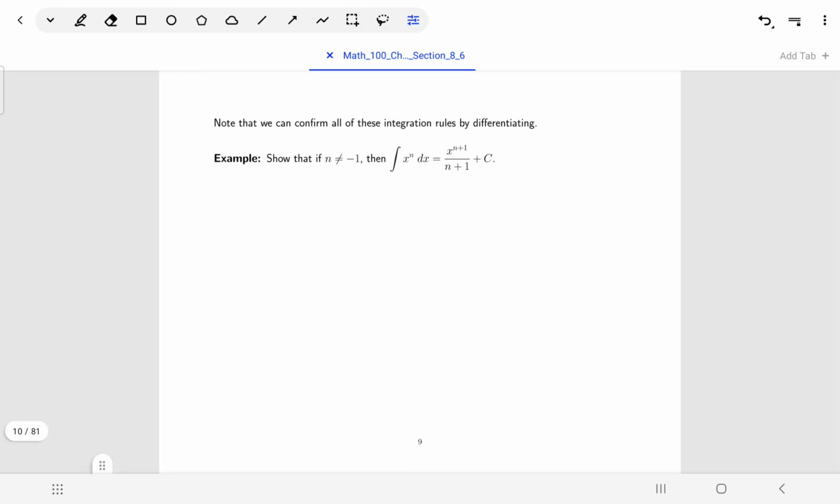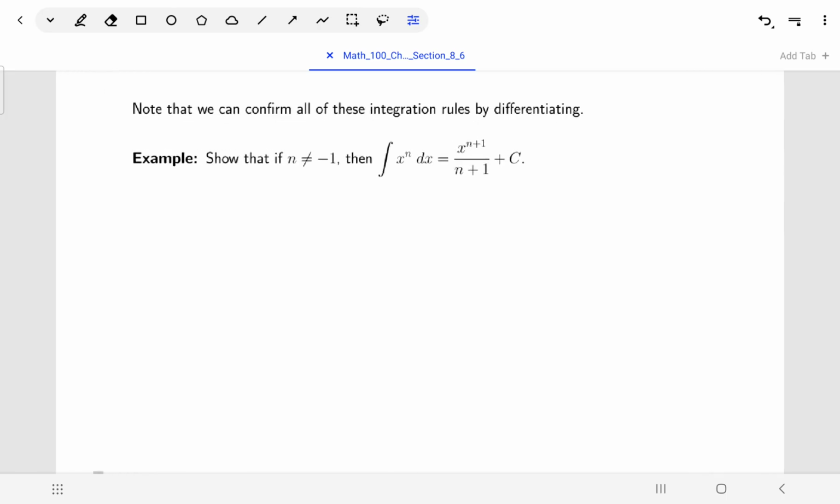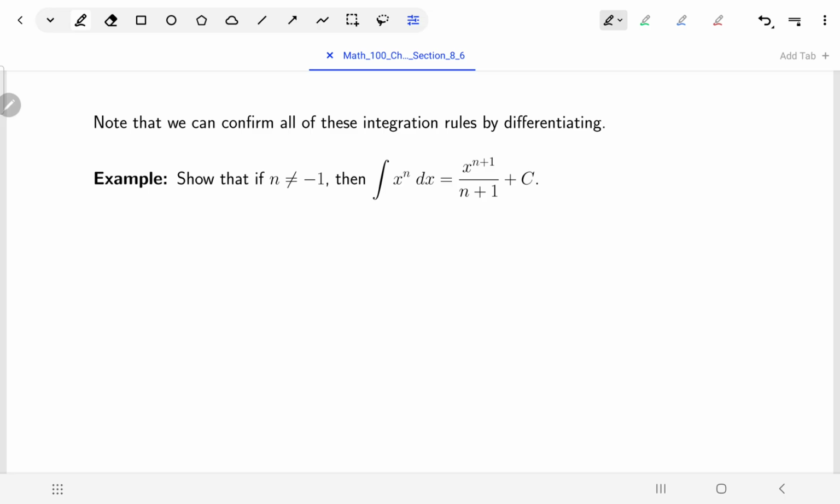Now, as I said, if you wanted, you can confirm all of those integration rules just by differentiating. So, for example, the one that was the reverse of the power rule, to show that this is the case, all I need to show is the derivative of x to the n plus 1 over n plus 1 is x to the n. If I can show that what I have is an antiderivative, then I'm good. So I'll start off with, let n not equal negative 1, and let's suppose we wanted to find the derivative of x to the n plus 1 over n plus 1.